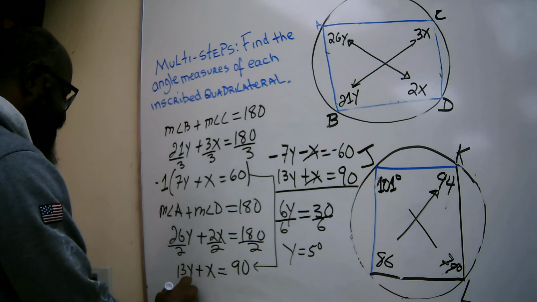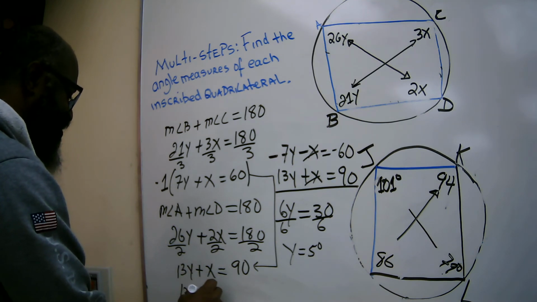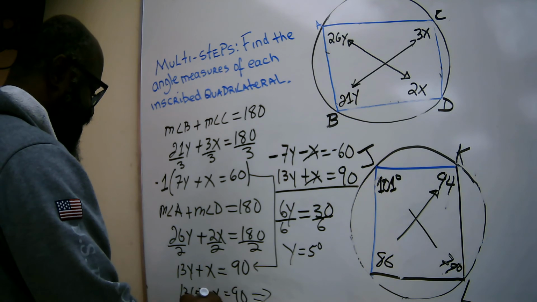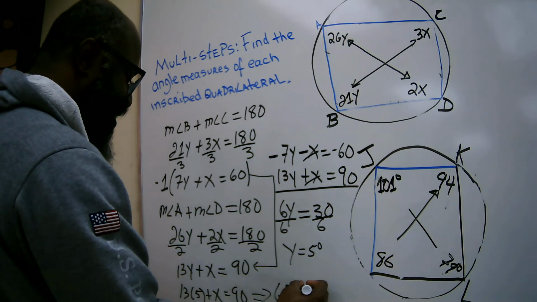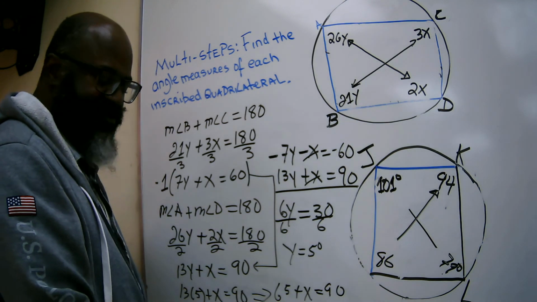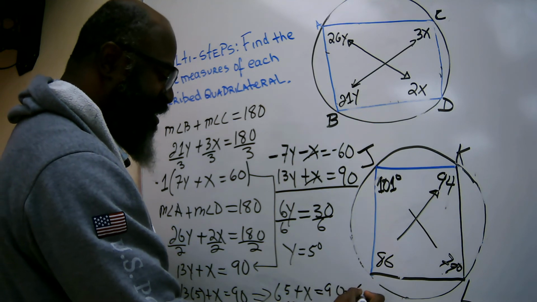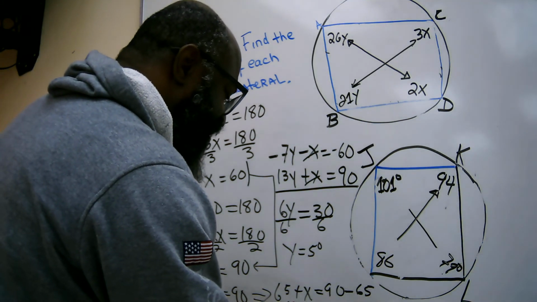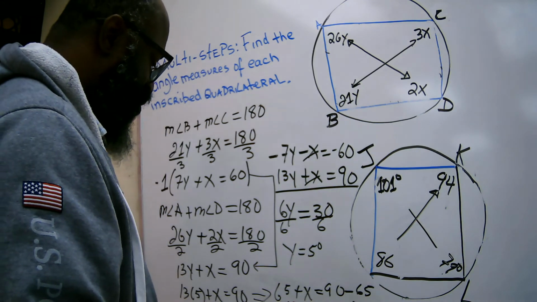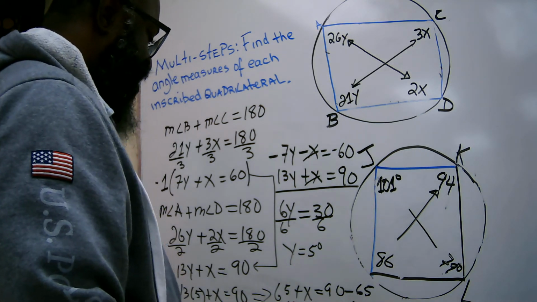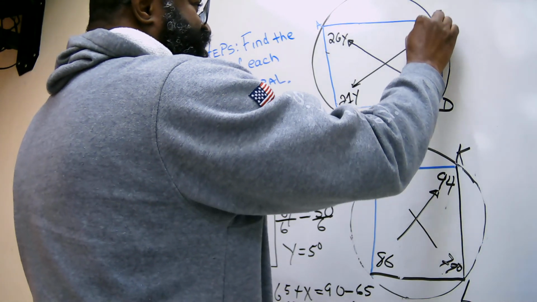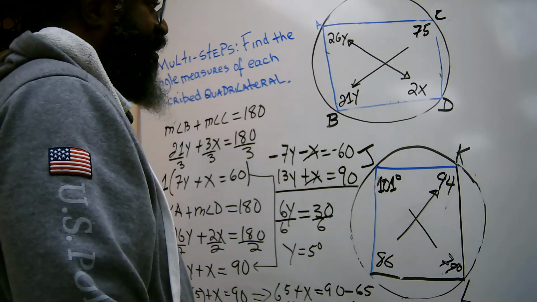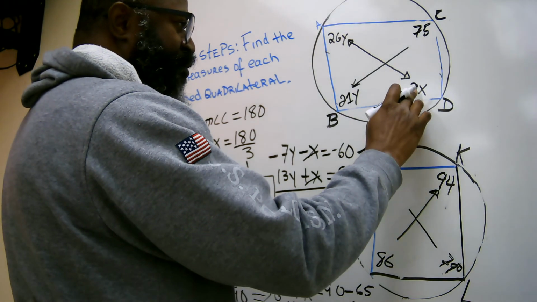So here I will have 13 times 5 plus x is equal to 90. Then I will end up with 13 times 5 is 65, plus x is equal to 90. The only thing I have to do is to subtract 65 from each side. Then in this case, I will have x is 25. X is 25 degrees. Now I know x, I know y. I can find the measure of each angle. Now x is 25. That will be 3 times 25. Angle C will be 75 degrees. And angle D will be 2 times 25, which is 50.